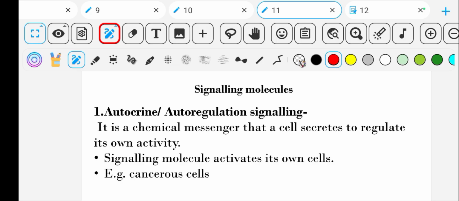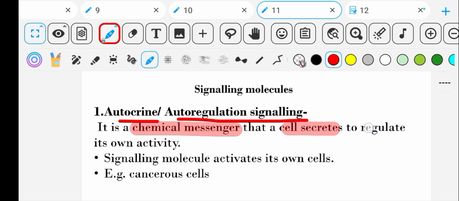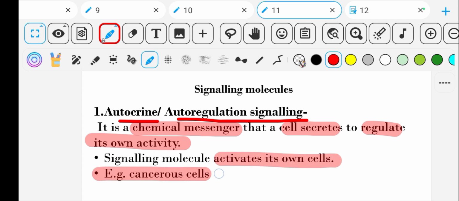Now in signaling molecules, first we have autocrine or autoregulation signaling. What is it? Basically, it is a chemical messenger that a cell secretes to regulate its own activity. Basically, the signaling molecule activates its own cell, as in cancerous cells. Autocrine signaling is self-targeting, it has local action, and it also helps in coordination and growth.